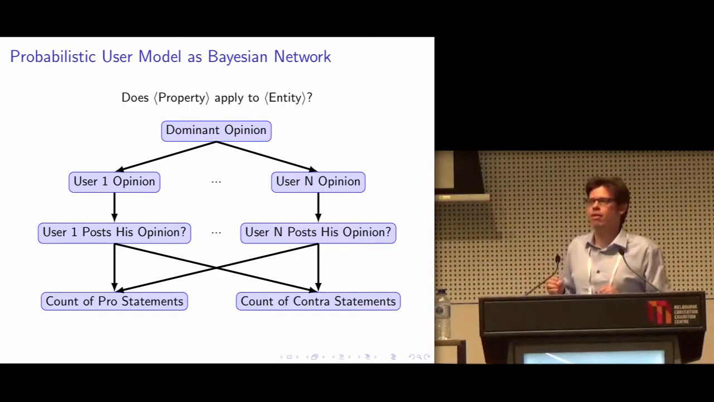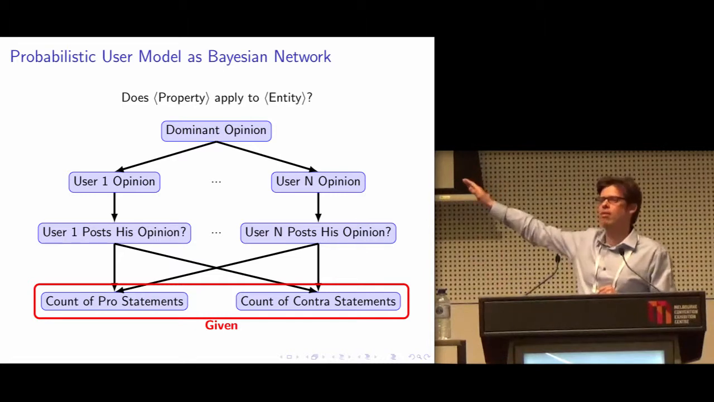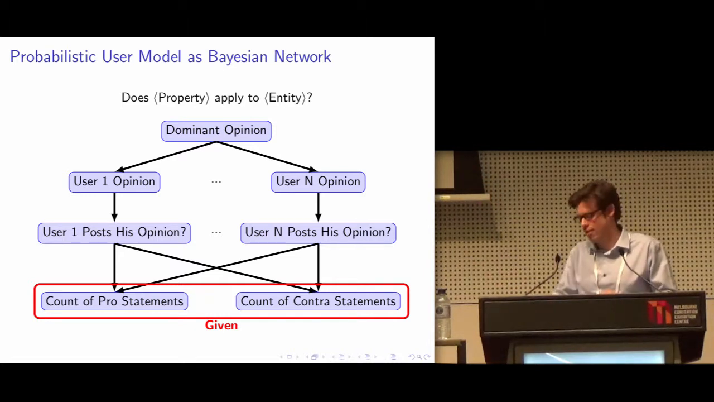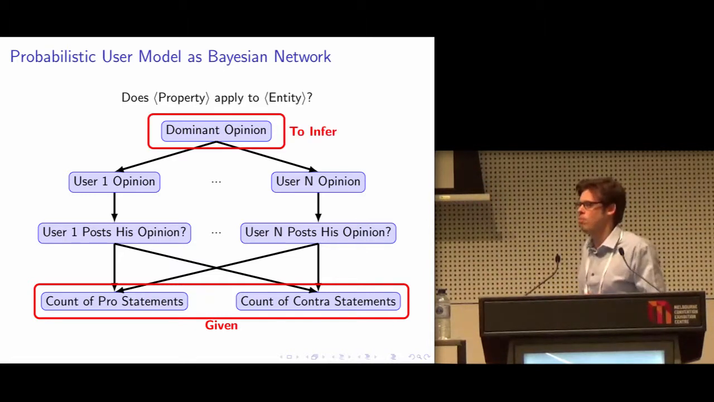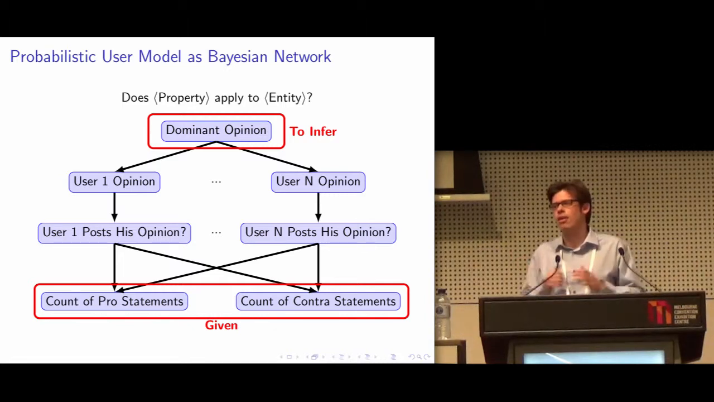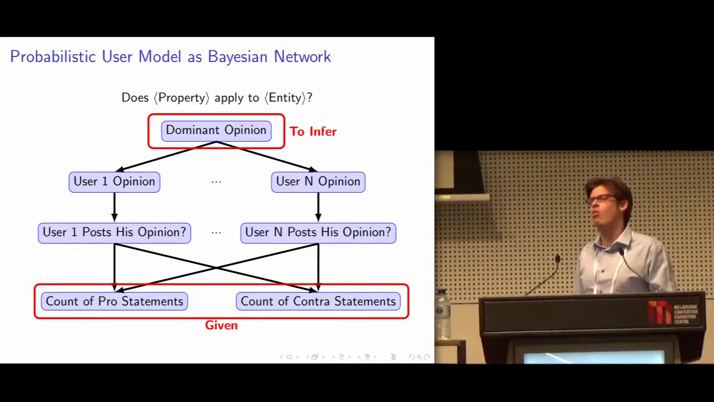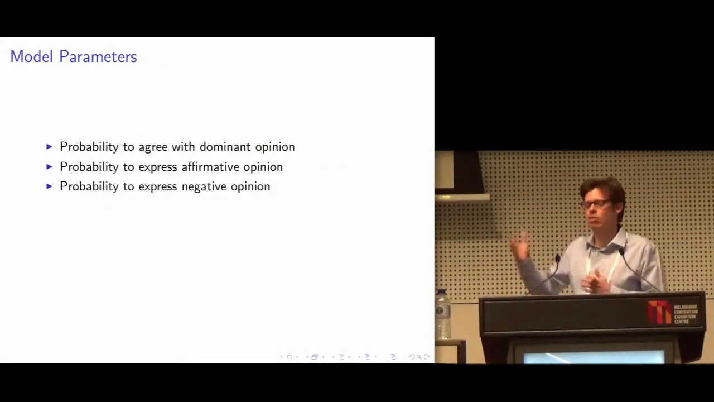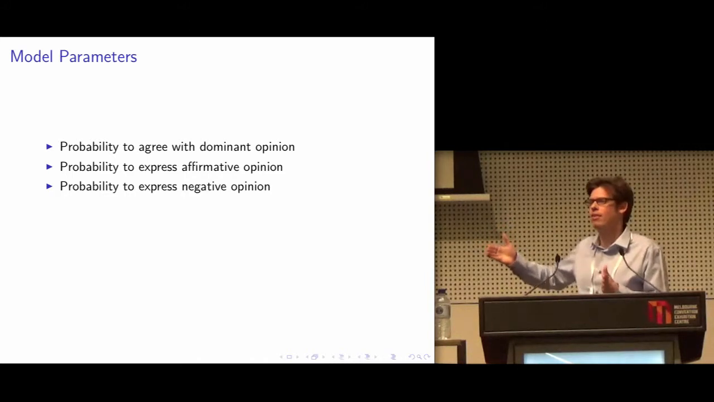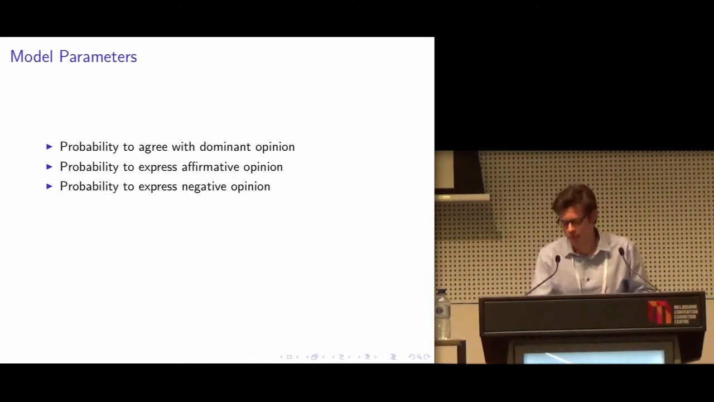We use that model as follows. What we have given from the extraction is the statement counts about specific entities and properties. And we want to infer the dominant opinion. This is challenging, since that model includes many parameters whose values we do not know a priori. For instance, we don't know how likely it is that the user will agree with the dominant opinion. Also, we don't know, given that a user thinks that a property applies to an entity, how likely is that user to express his opinion on the web, and so on.